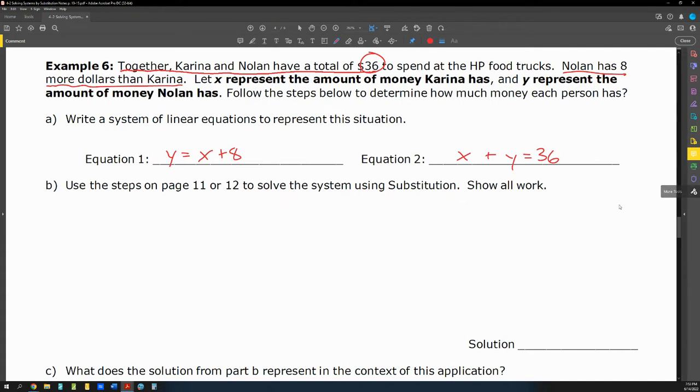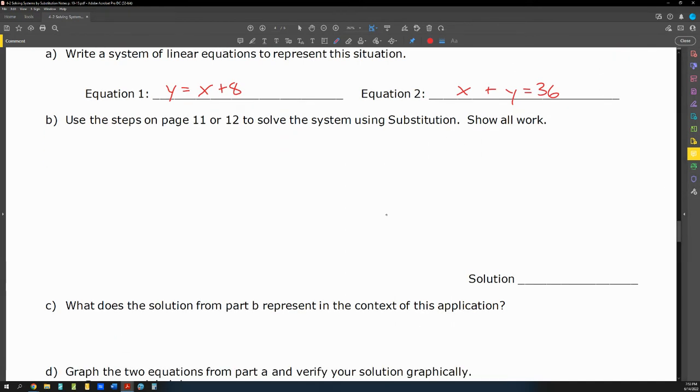Let's go ahead and solve using the substitution method. I noticed that we already have a y equals equation, so I can just plug that in for y in the other equation. So we have x plus y, well, we know y is x plus 8, and that's equal to 36. Combining like terms, 2x plus 8 is equal to 36. Subtracting 8 from both sides, we get 2x is equal to 28. And dividing both sides by 2, we get x is equal to 14.